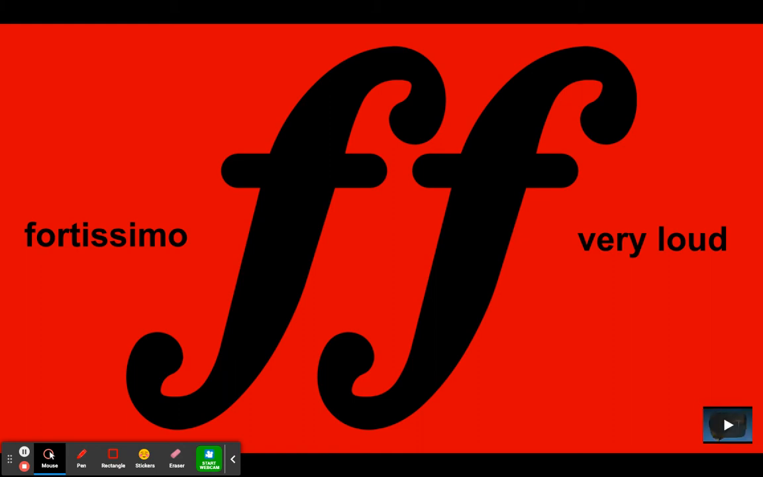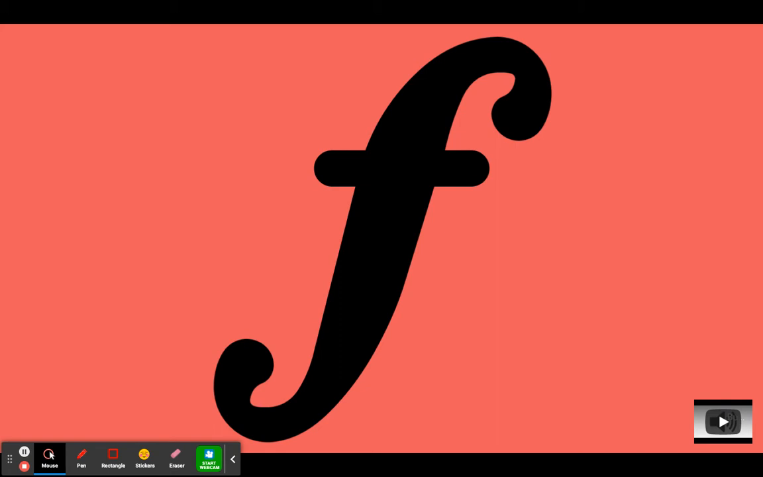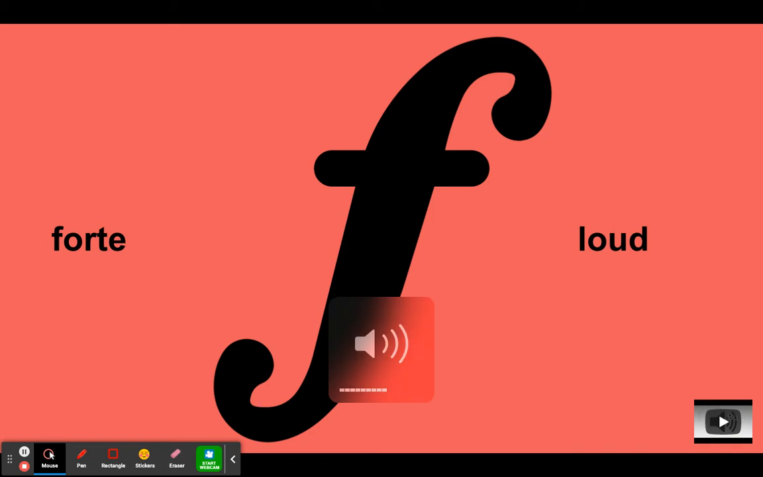Okay? The next dynamic symbol we're going to talk about is forte. Forte just means loud. An example of something that is forte would be like a game buzzer. Nice and loud, everybody can hear it.